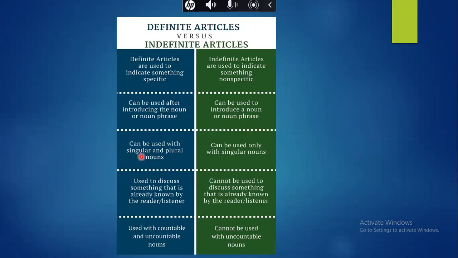Definite articles can be used with singular and plural nouns, while indefinite articles can be used only with singular nouns. Definite articles are used to discuss something that is already known by the reader or the listener, while indefinite articles can be used to discuss something that is not already known by the reader or listener. Definite articles are used with countable and uncountable nouns, while indefinite articles can only be used with countable nouns.